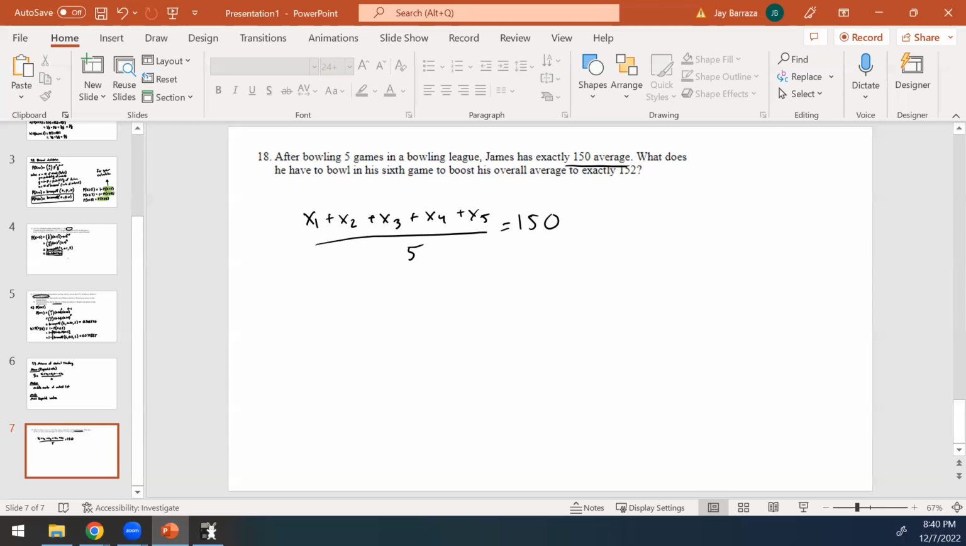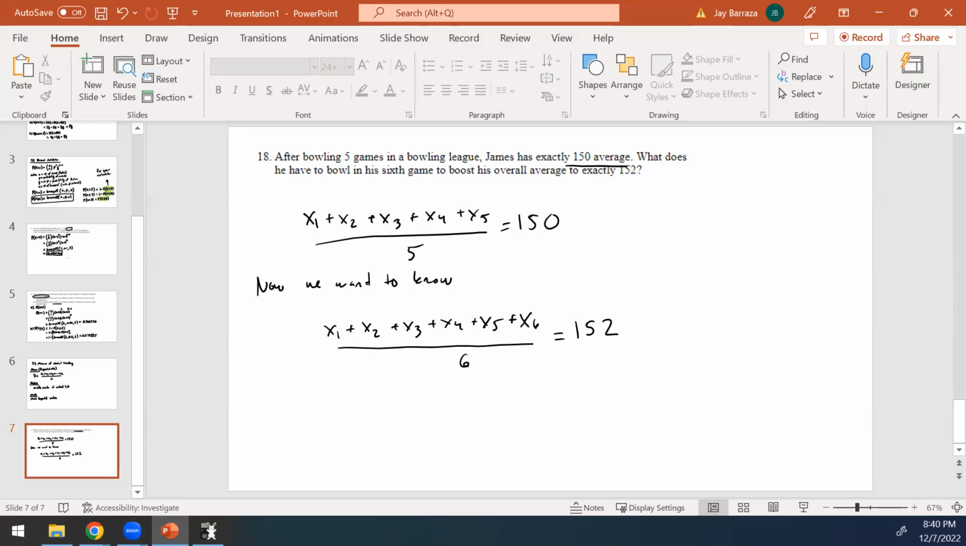And so the question is, now we want to know if I bowl one more game, and I'm sure there are many ways of doing this. This is just one interpretation that I've seen. We want it to be equal to 152. Does everyone see that? So I want all of the games to add up to some number, then divide by 6 and get 152. Like I said, there are so many ways you can do this.